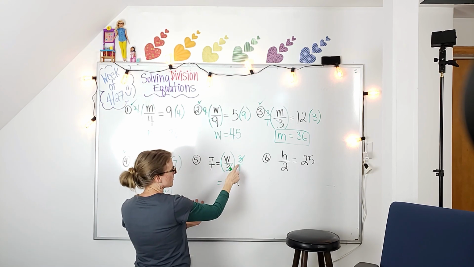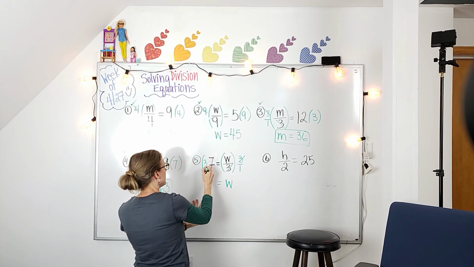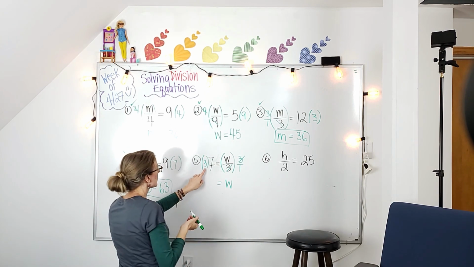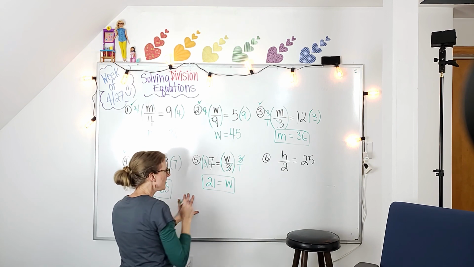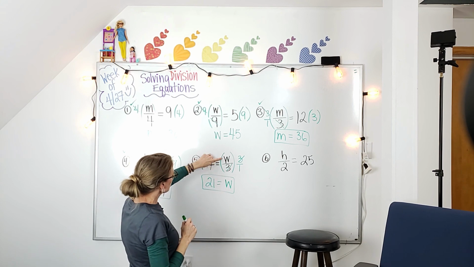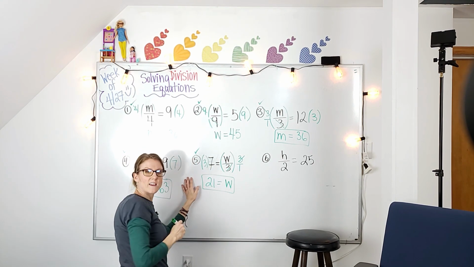If I multiply by 3 on this side, I have to multiply by 3 over here. You can write it as 3 over 1 again if you would like. 3 over 1 is the same as 3. 3 times 7 is 21, we think. So let's check it. W equals 21. If I plug that in, is 21 divided by 3, 7? It checks.